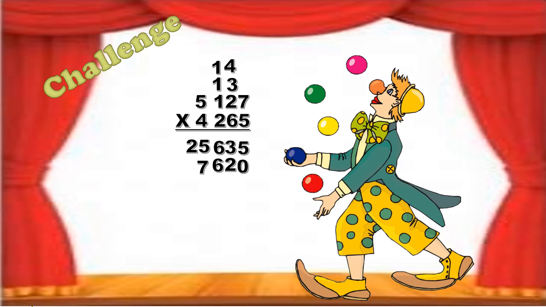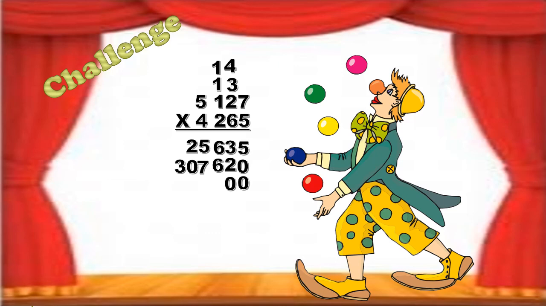6 times 5 equals 30. Regroup 30 as 0 10,000s and 300,000s. Place your 0 10,000 under your 10,000s column. Place your 300,000 under your 100,000s column. We now finish multiplying by 6. We will place a 0 in the tens column. We now multiply by 2.